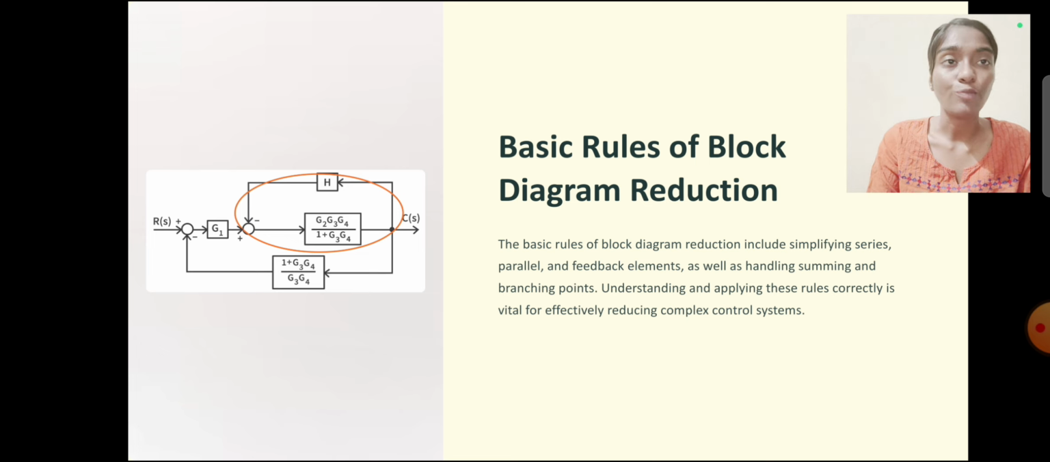Basic rules of block diagram reduction. The basic rules of block diagram reduction include simplifying series, parallel, and feedback elements, as well as handling summing and branching points. Understanding and applying these rules correctly is vital for effectively reducing complex control systems.